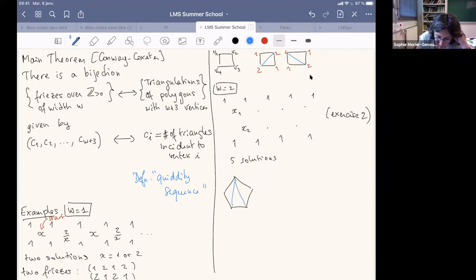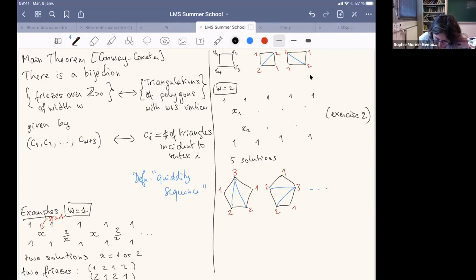So for example, you can do this. Or you can do this. And again, it's going to be the same story. Under rotation, they all look the same. So you have 5 different triangulations. Up to cyclic permutation, they will produce the same quiddity. This one has quiddity 1, 3, 1, 2, 2. The one is 2, 1, 3, 1, 2. So you can see that it's the same by a cyclic permutation.